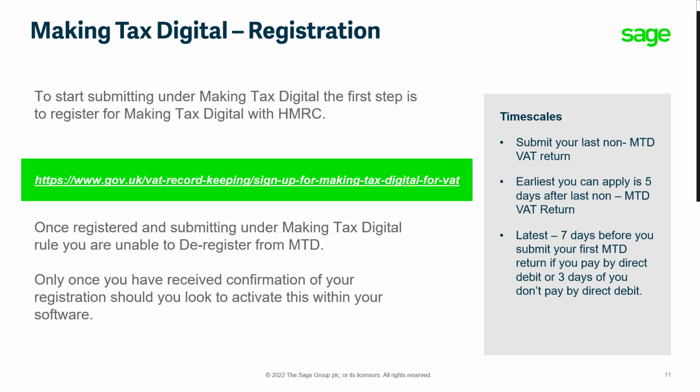Once you're registered for Making Tax Digital, you won't be able to deregister from the service. Finally, once you've received an email confirmation that the registration has been successful, you then need to activate this within your software. Now let's take a look at how to calculate and submit under Making Tax Digital rules when using Sage Accounting.